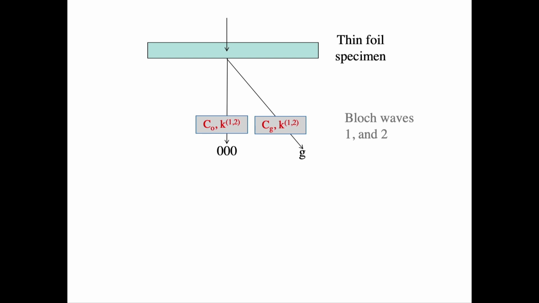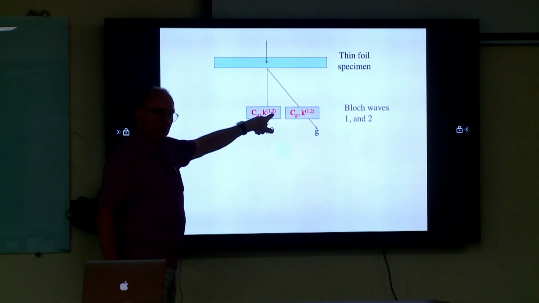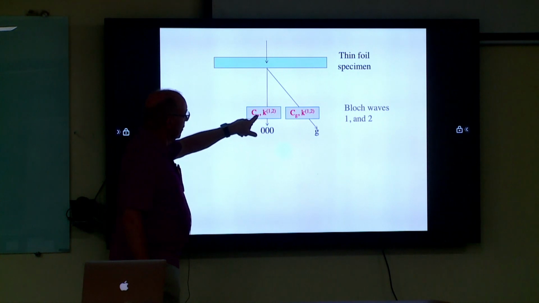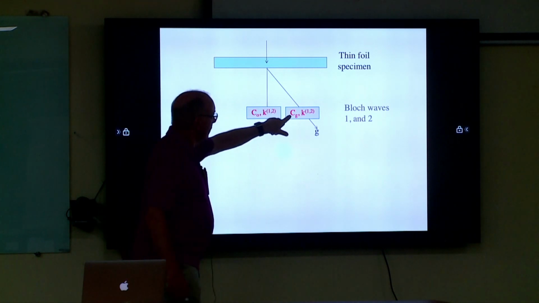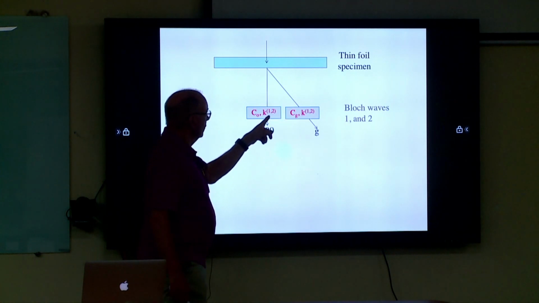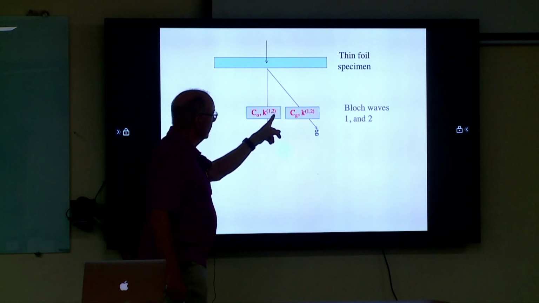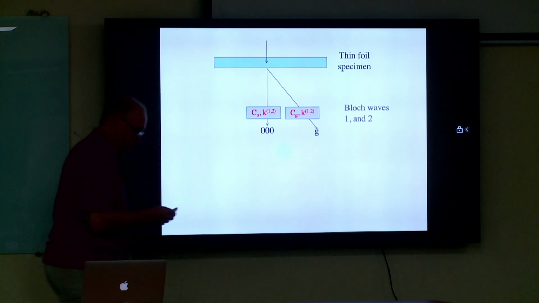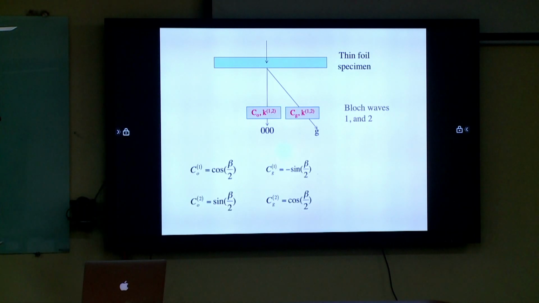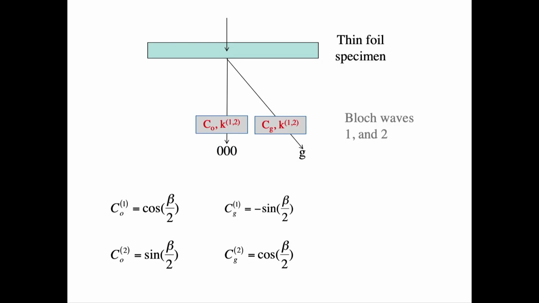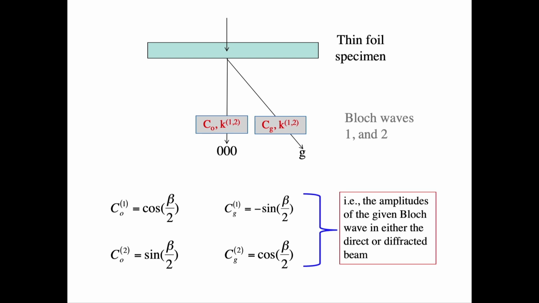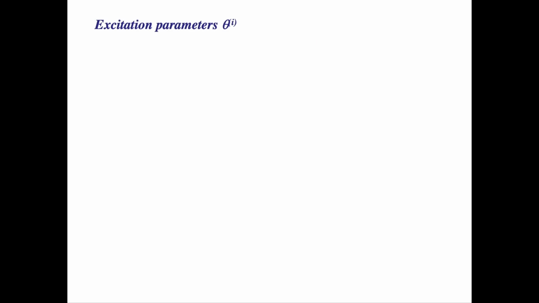So here we have two diffracted beams. We have 2 Bloch waves. And so this is the C0, and that's, of course, the wave vector. And this is the CG. And there's, of course, a contribution from the first Bloch wave and the second in each of these. That's repeating what you had in the previous page. So that's what all this means. That's our values for the CGs.